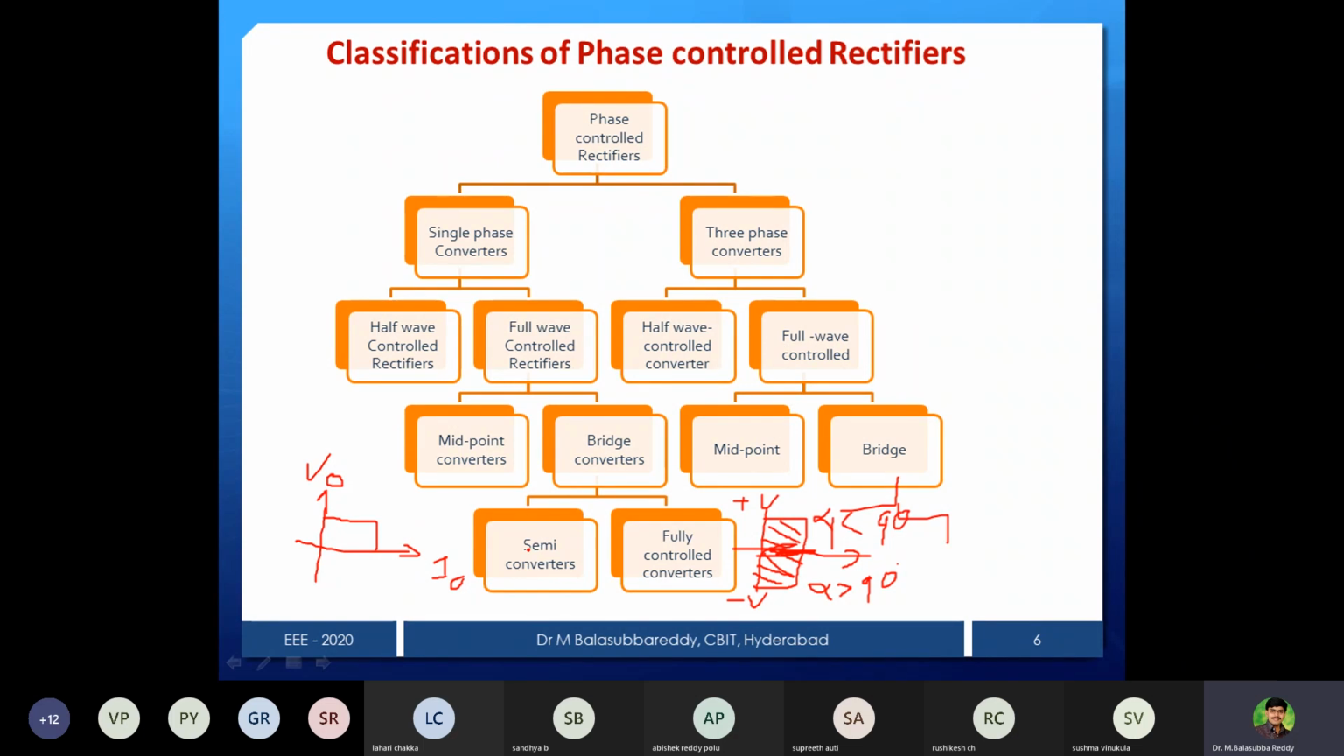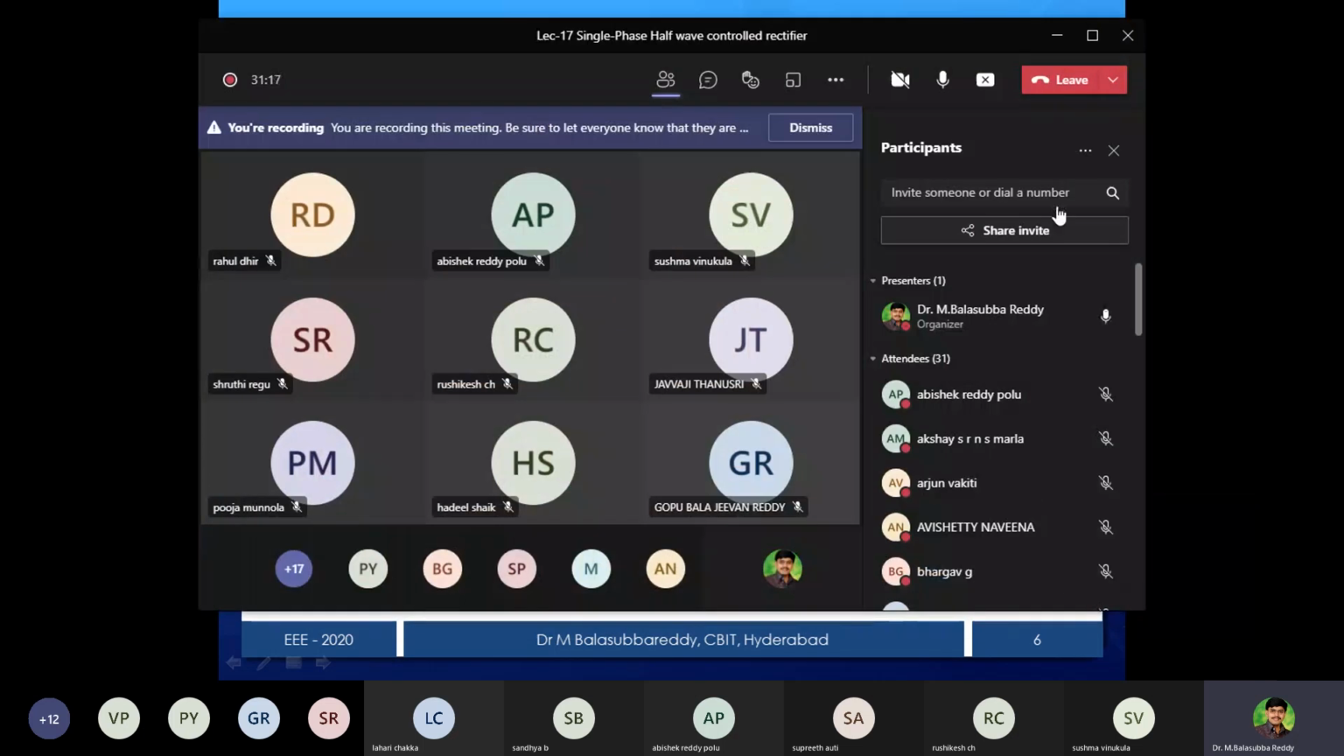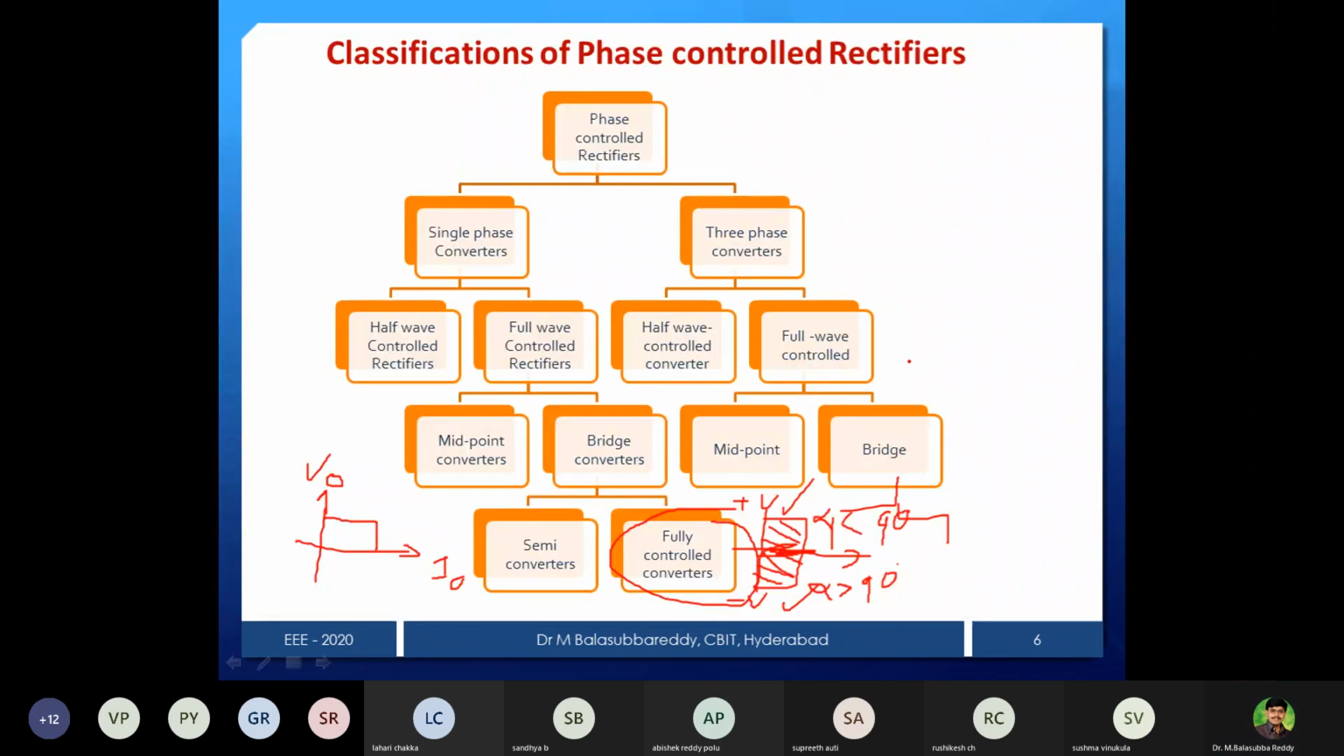And the last topic, as I mentioned, is the dual converter. In a full converter, we are obtaining either first quadrant or fourth quadrant. But in some applications, if all four quadrants are required, then instead of using only one full converter, you make use of two fully controlled converters connected in anti-parallel, which will form a dual converter. That is the major classification.